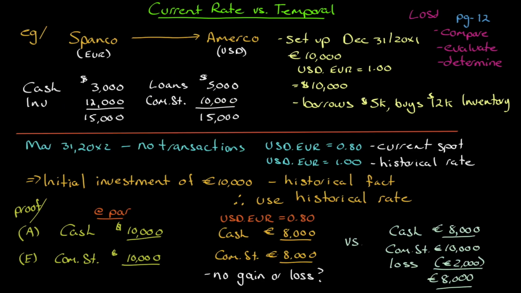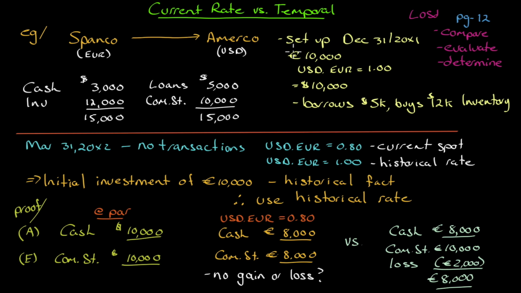So let's set up an example scenario so that we can follow it through with some numbers. It always looks better that way. And I'll take the one right out of the reading, Spanco, which is a European-based company. I imagine that must be for Spain. and Americo, which is a U.S. subsidiary, and its functional currency is the U.S. dollar. So we have different functional currencies.